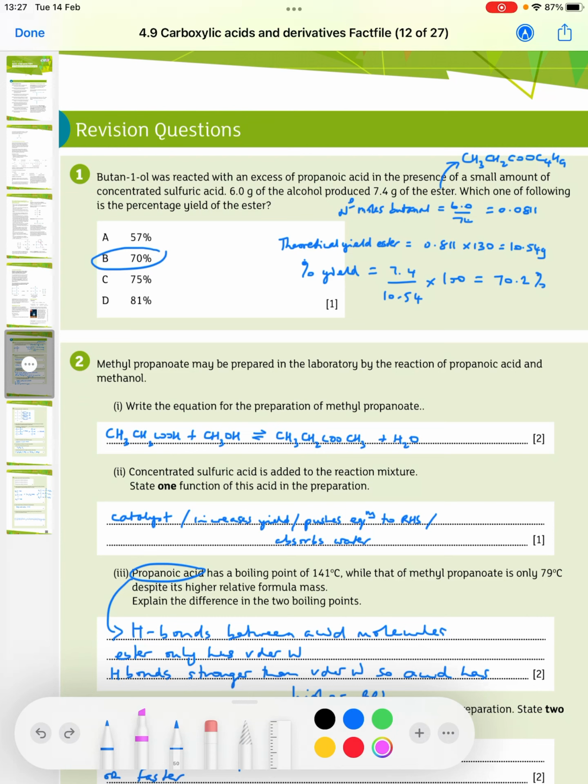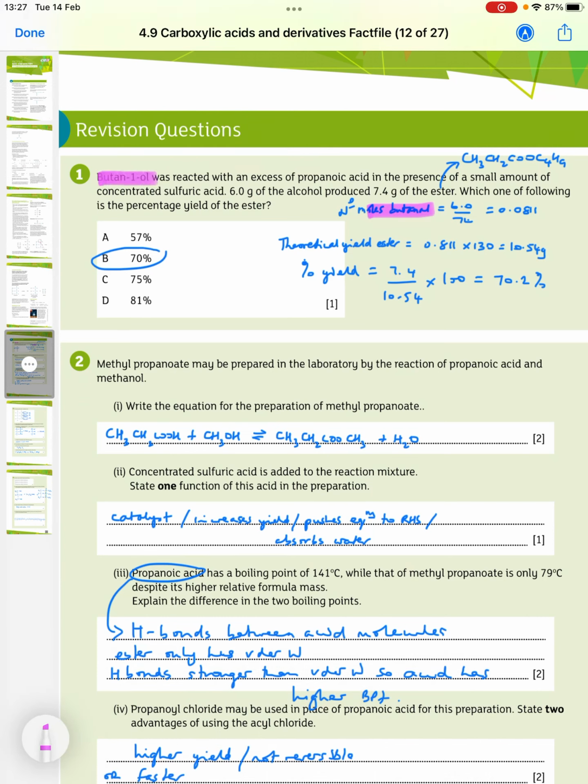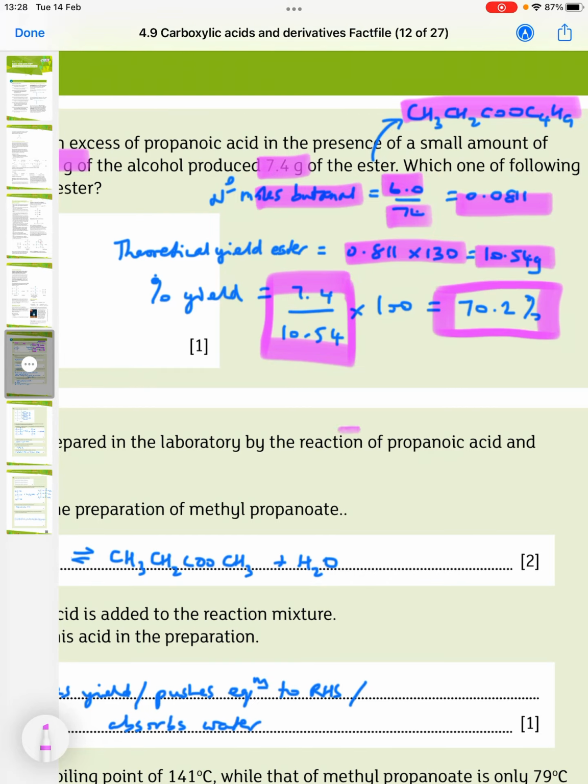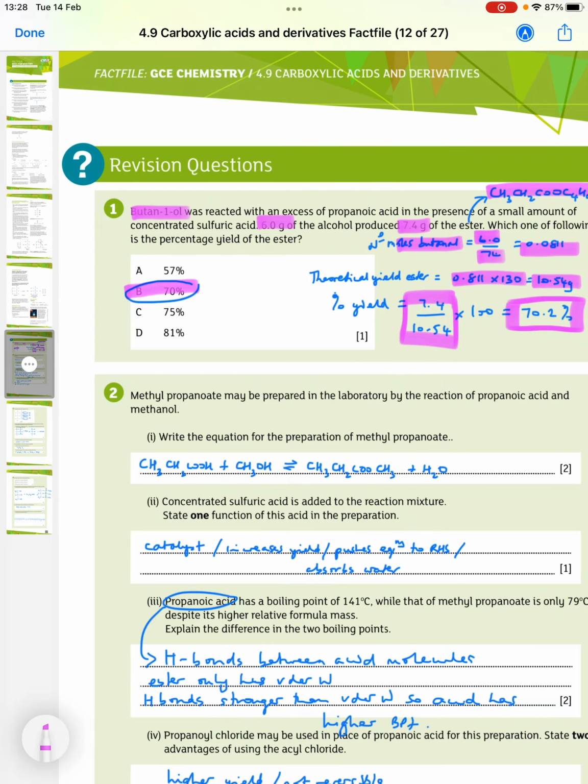So first of all, number of moles of butanol. Butan-1-ol, formula mass 74, and it tells you 6 grams of the alcohol. So the number of moles is 0.0811. Now the theoretical yield of the ester then is 0.0811 times 130. So you find the mass of the ester here, which is CH3CH2COOC4H9, so 130, and that gives us 10.54 grams as our theoretical yield. The actual yield is 7.4 grams in the question, so 7.4 divided by 10.54 times 100 is 70.2. We look at the answer, and that is B.